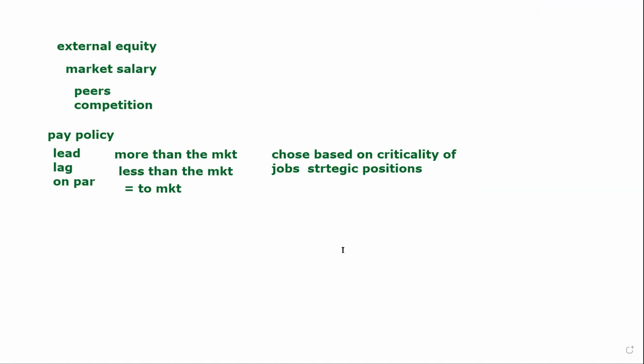Depending on my pay policy, depending on my compensation strategy, I will have a pay policy of lead, lag, or on par. Now, when I say lead, lag, on par, to be more clear, say for example, I'm a consulting company like Ernst & Young. I'm using chartered accountant as an example because I have actuarial services, right? So what kind of a CA do I need? Top class. Yeah, very top class.